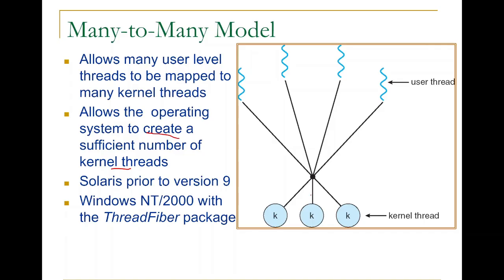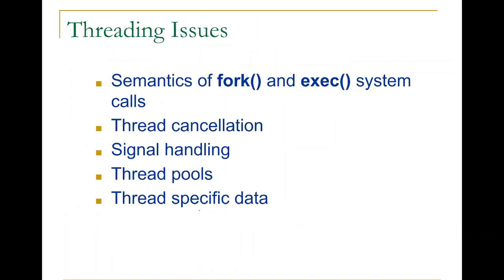All right. Now, in this situation, we have 1, 2, 3, 4, but all the 4 are tied together and shared among 1, 2, 3 kernels. So each has its own turn. You can have more than that, and then they have their own turn with the kernel. Example, Windows NT 2000 with the thread fiber package.